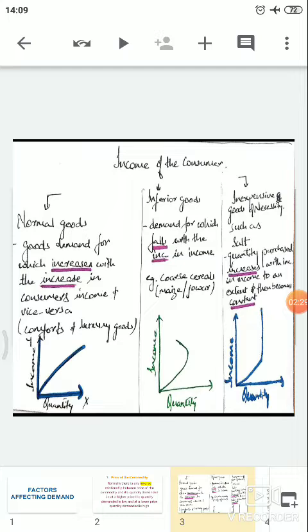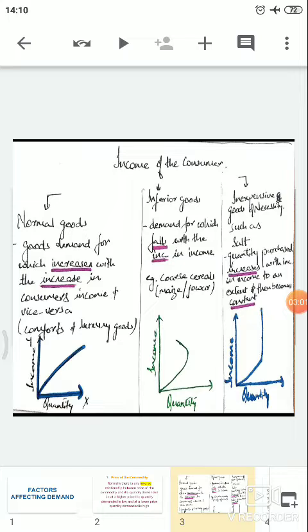Next is the inferior goods. Now these are those goods the demand for which falls with the increase in income. This consists of the coarse cereals like maize, jowar. These are the coarse cereals. You can also take inferior quality of clothes. That also comes under the category of inferior goods. So when the income of the consumer is low, he tends to buy these coarse grains, until, up to a certain level, the income increases.